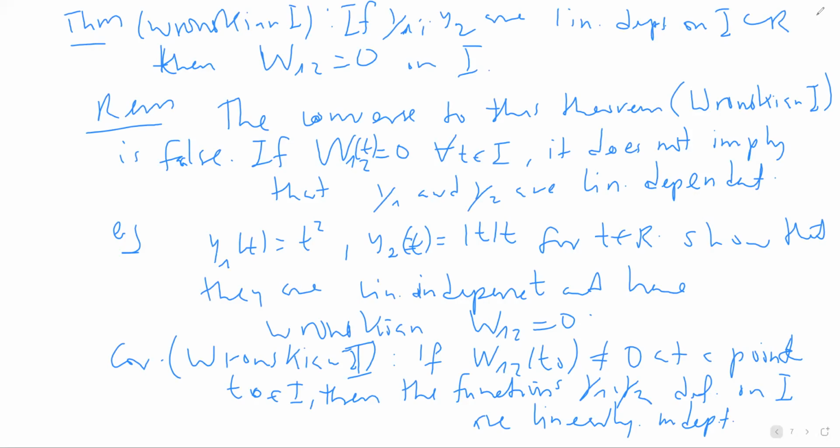An important property that we want to show with regards to computing the Wronskian is what we call Abel's theorem.